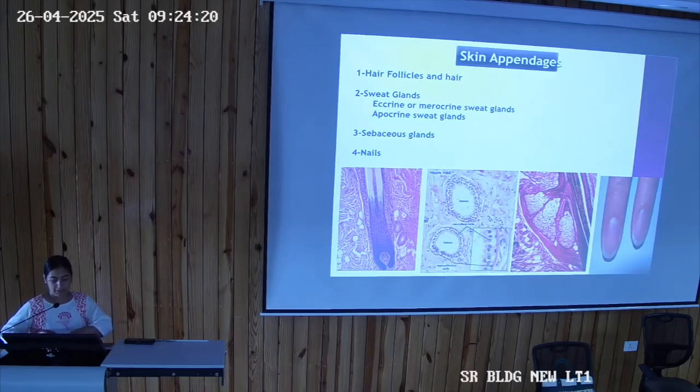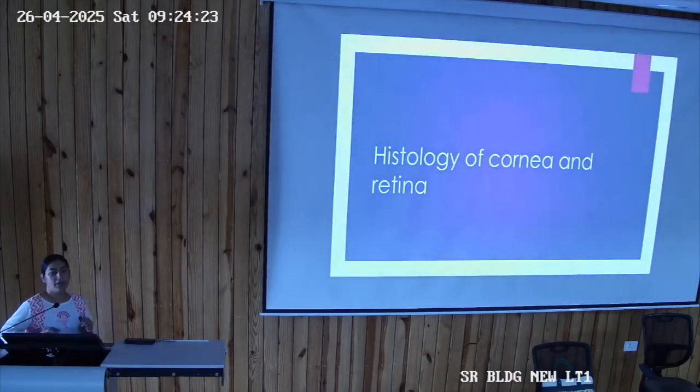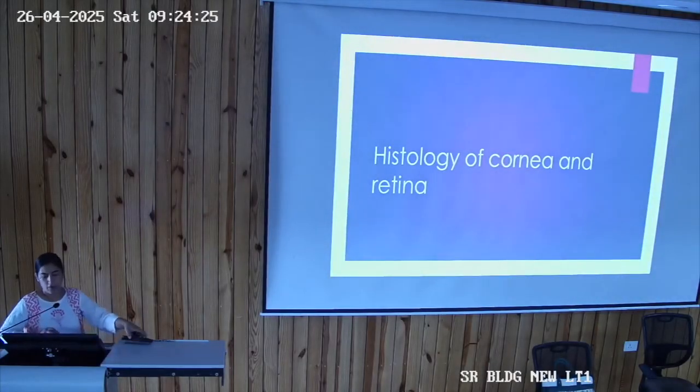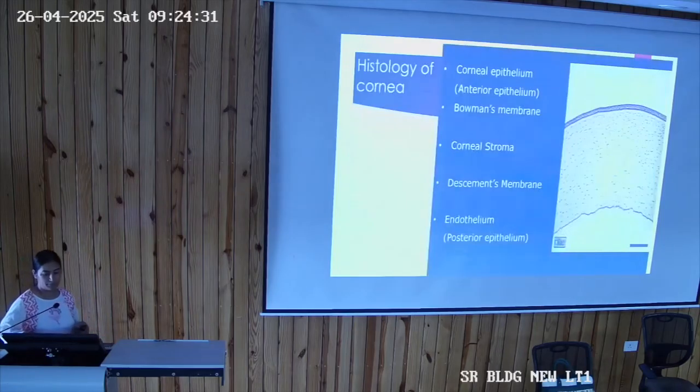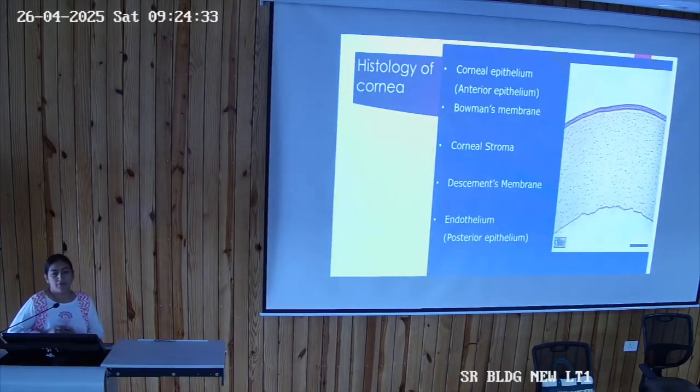So this completes the histology of the skin. Next, coming to the histology of the cornea and the retina. If we see the cornea, we divide it into the upper part and the lower part. The upper part is covered with epithelium, and the rest of the part is the stromal layer. Then the cornea is again divided into multiple layers. Retina also has multiple layers, cornea also has multiple layers. First, the topmost is the corneal epithelium.